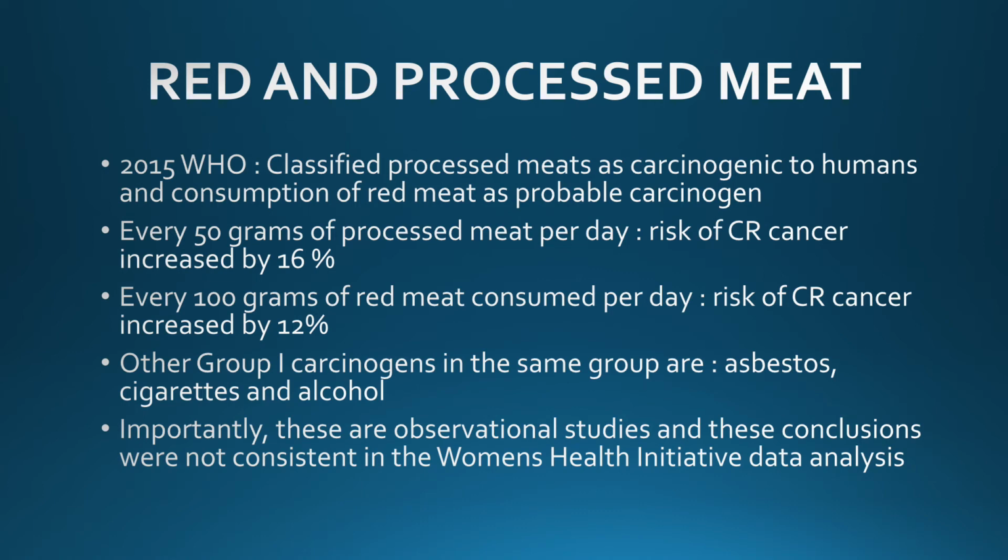In 2015, the World Health Organization classified processed meats as carcinogenic to humans and consumption of red meat as a probable carcinogen. They demonstrated that 50 grams of processed meat per day increased the risk of colon cancer by 16%, and 100 grams of red meat consumption per day increased the risk of colorectal cancer by 12%. Interestingly enough, group 1 carcinogens are in the same group as asbestos, cigarettes, and alcohol. Importantly, these observational studies and these conclusions were not consistent in the Women's Health Initiative data analysis, which was 50,000 women followed in an observational study.